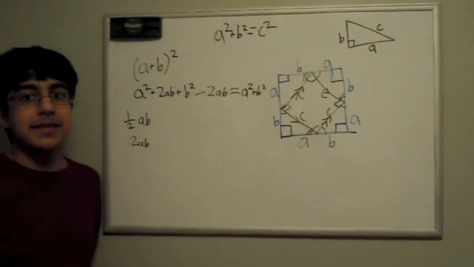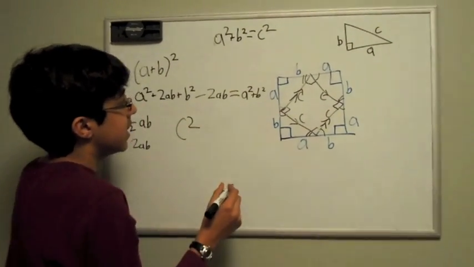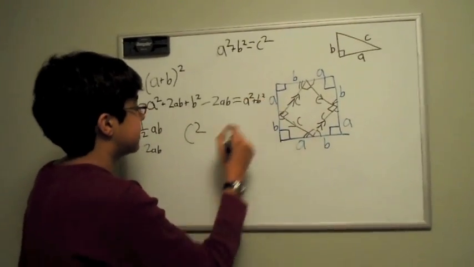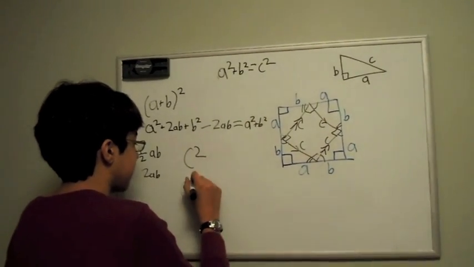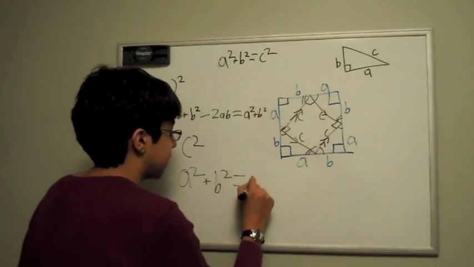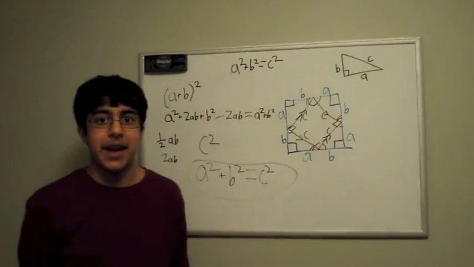The area of a square, as I've said before, is side squared. In this case, c squared. Another way we've already shown the area of this square is a squared plus b squared. So, a squared plus b squared equals c squared. And we've proven Pythagorean theorem.